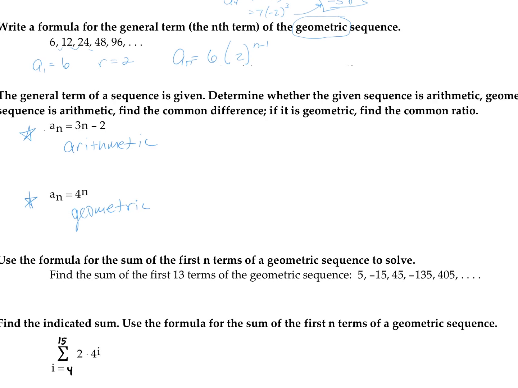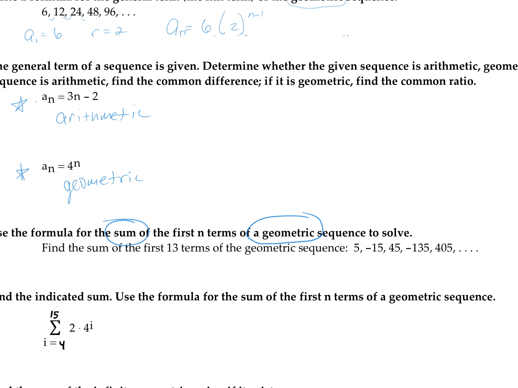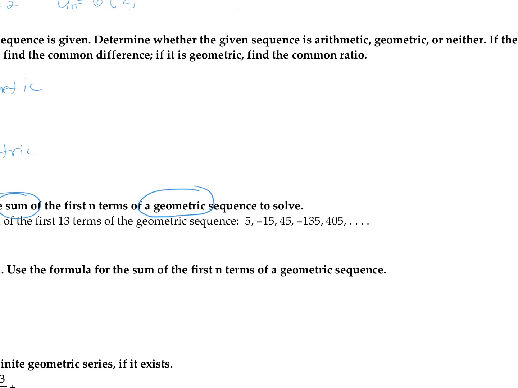All right, sum. They ask you for the sum of the geometric. Find the sum of the first 13 terms. Sum of the first 13. Which formula would you guys use in this case?